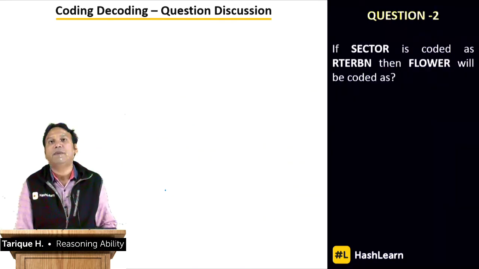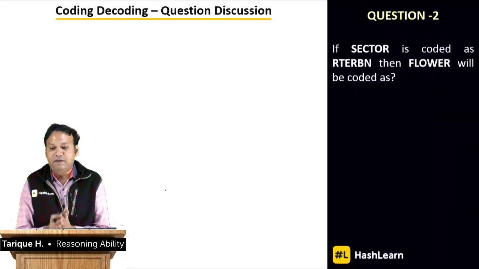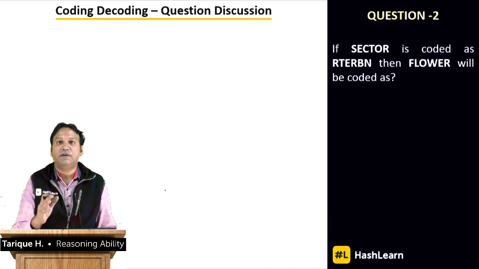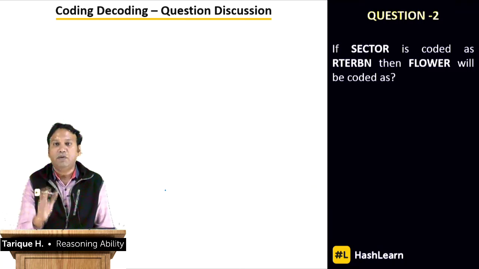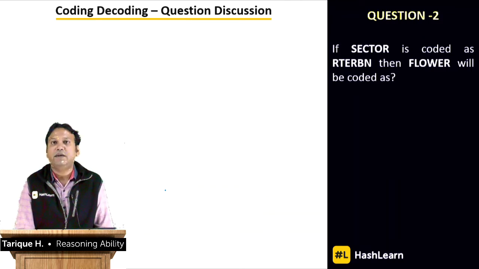Okay, so here is the question. I'll give you some time here. If sector is coded as RTERBN, then flower will be coded as what? I'll give you 30 seconds for this question. Note down the question, write down the 2 words, and then you can see how I solve the question, and you can note down the solution. So you're given 30 seconds for solving this question.